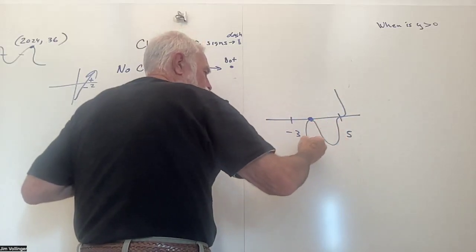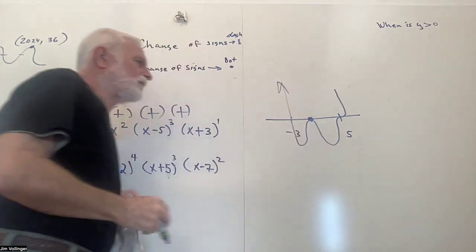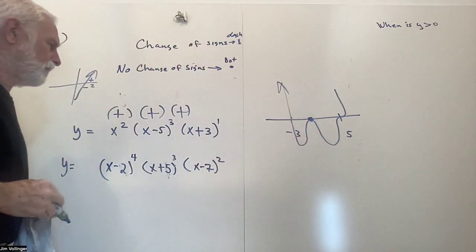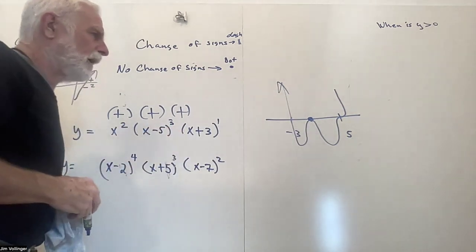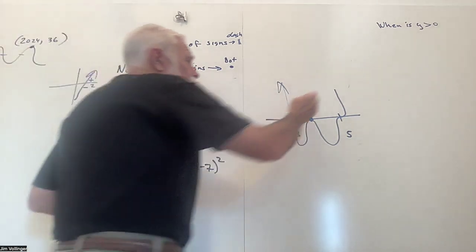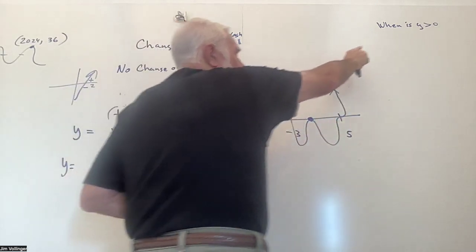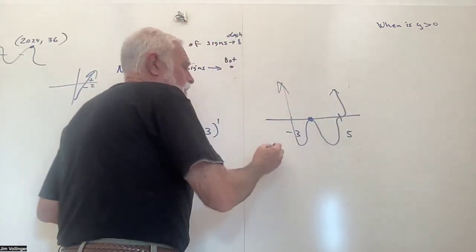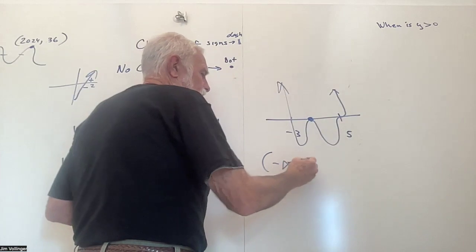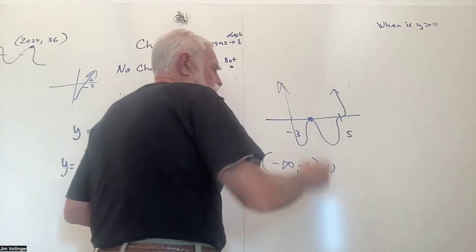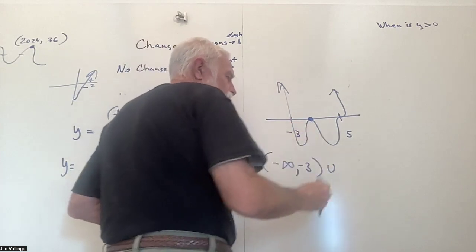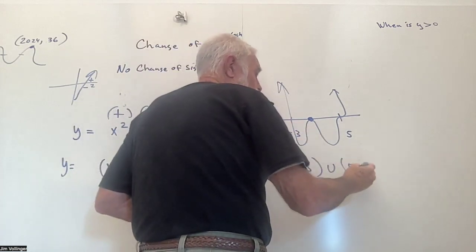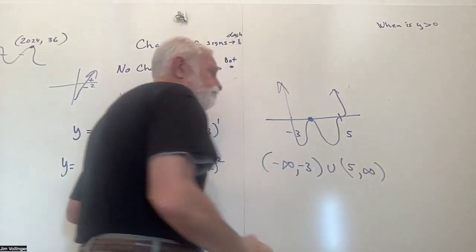No change at 0, linear root. So I've got some kind of x to the 4th, I believe, or x to the 6th is what it is, right? Even function. And that's what it basically looks like. And I thought it would be useful to say, when is y greater than 0? So -infinity to -3, union, it didn't say or equal to, so 0 doesn't work. 5 doesn't work, but 5 to infinity does.